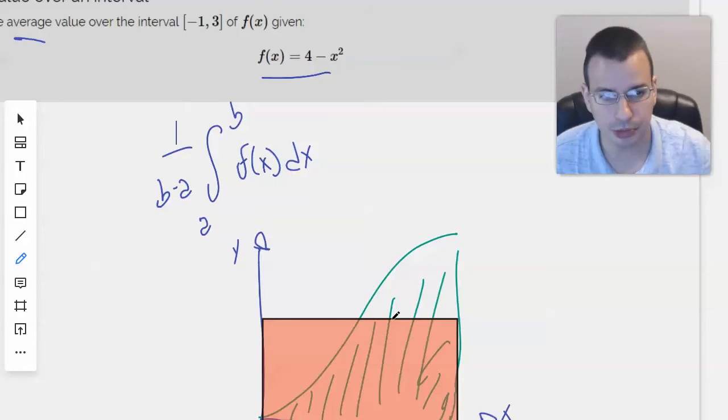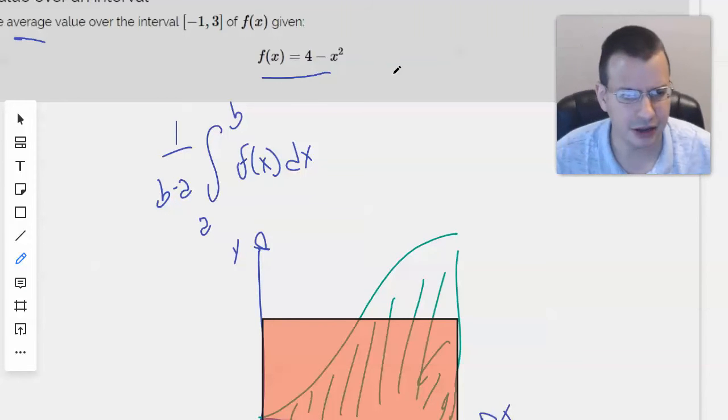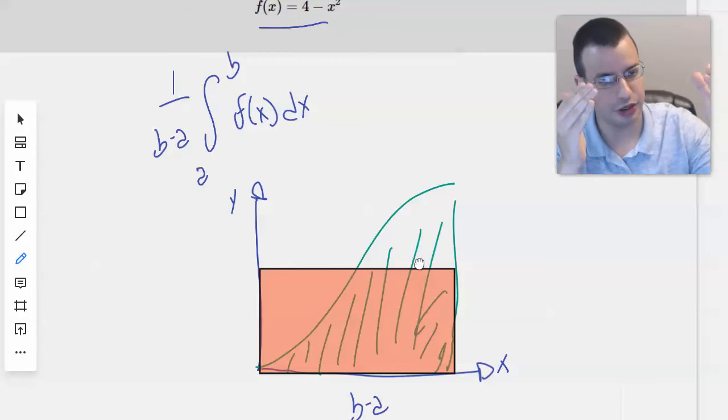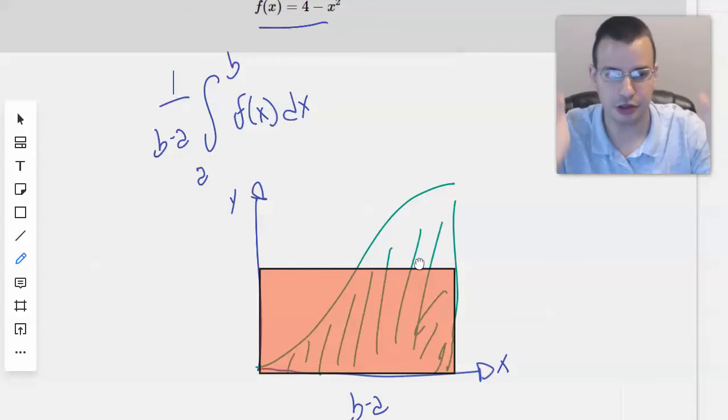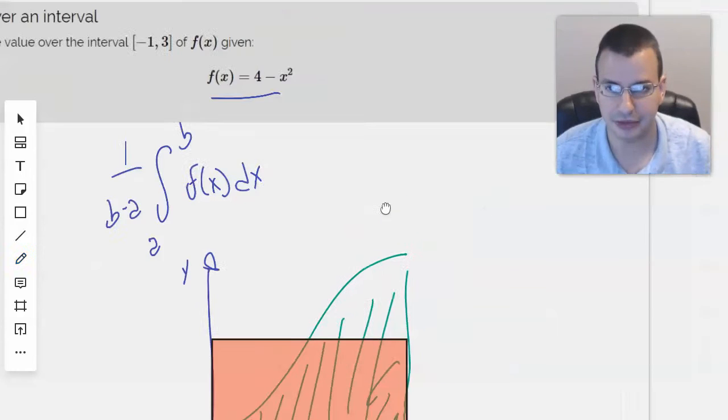So I'm going to work through the problem. Hopefully this will make sense. And that's why I really don't memorize the mean value theorem. I try and understand it. It's like the integral gives you the area under the curve. You take this area, you turn it into a brick. The height of that brick is your average value.